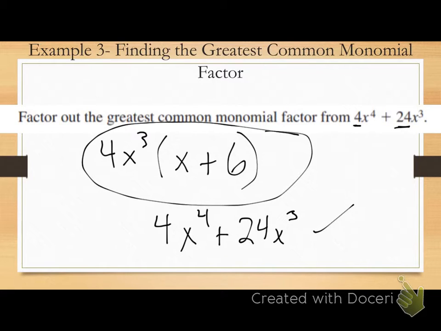How did we get 6 again? I asked myself, 4x to the third times what gives me 24x to the third? Does that make sense? So 4 times 6 gives me the 24. And then I have that x to the third with it. Oh, yeah. Great. Does that make sense? Yeah. Any questions on this first example? We okay? Okay, let's do another one.